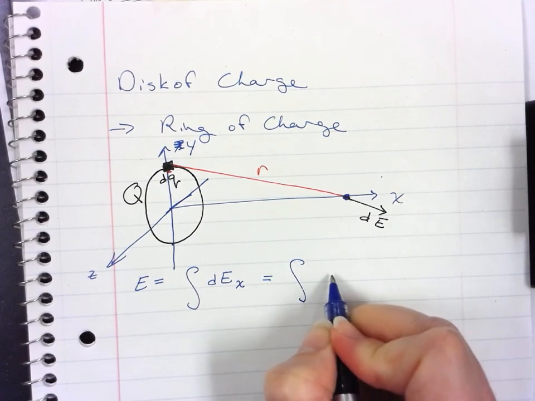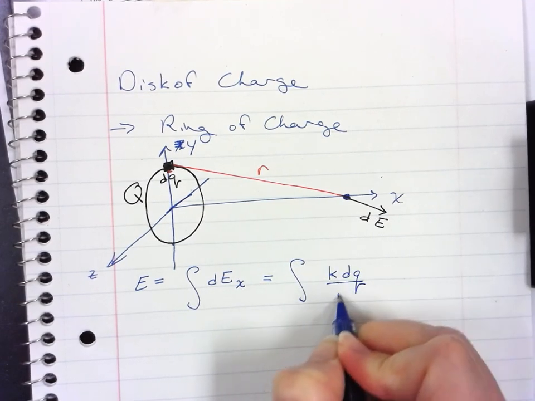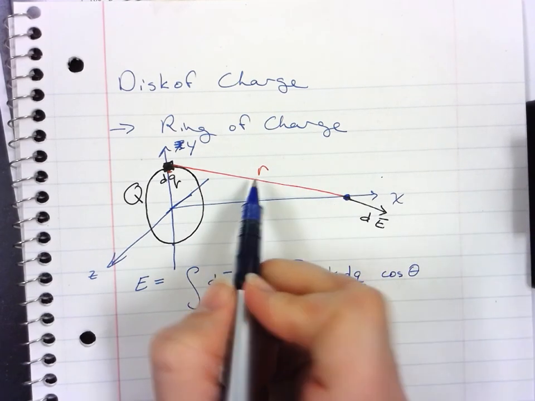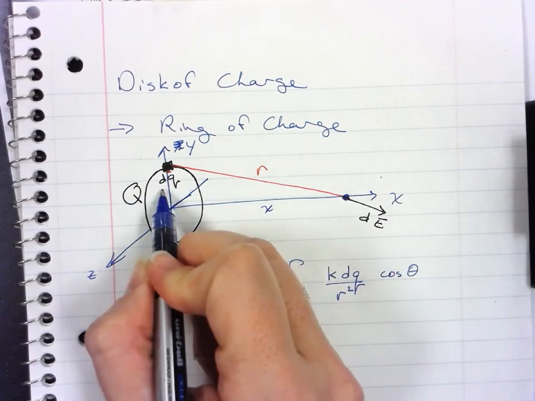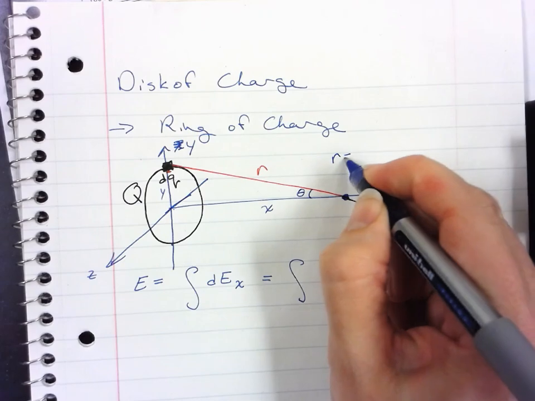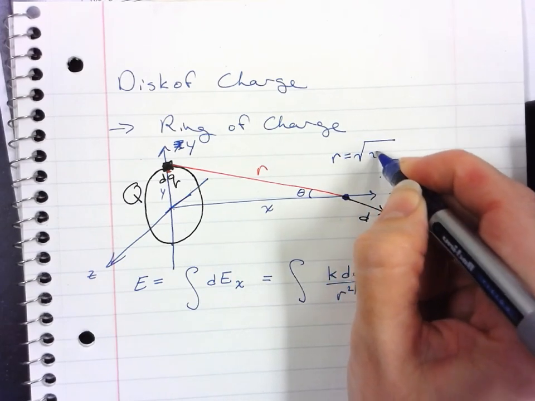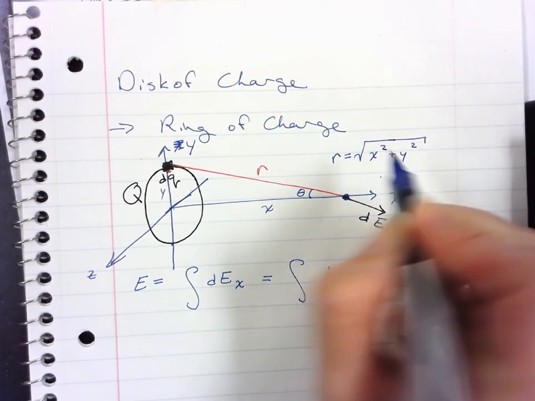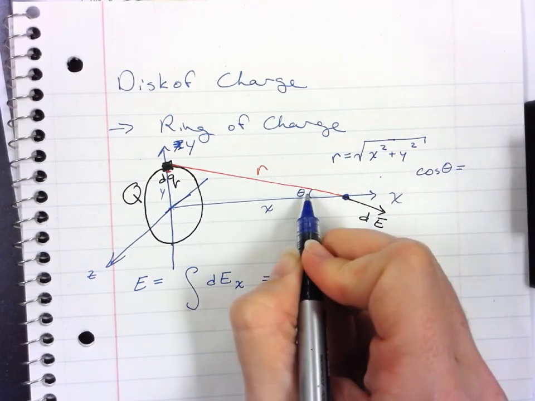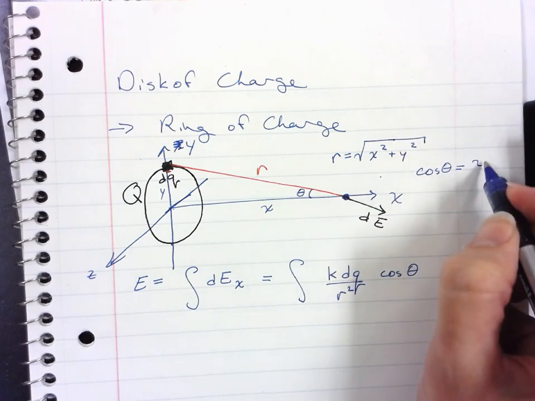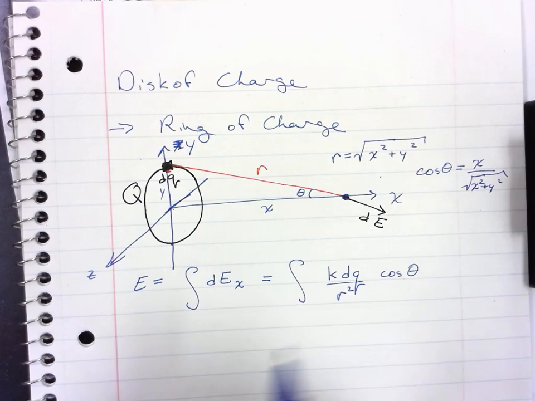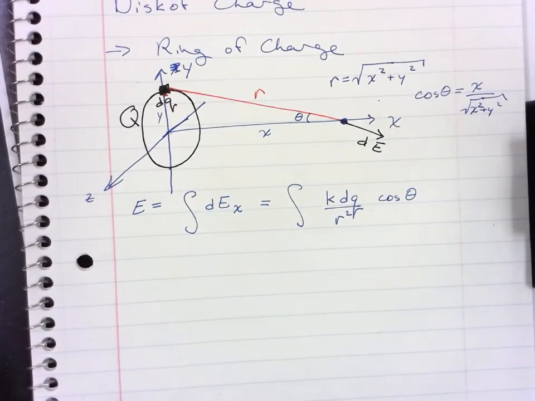So we need to do k dq over r squared times the cosine of the angle. We have a triangle here with sides x and y, and we have our angle. So r equals the square root of x squared plus y squared. Because we need the cosine of the angle, which is adjacent over hypotenuse, that's x over r, or x over the square root of x squared plus y squared. So now we're going to plug that in.